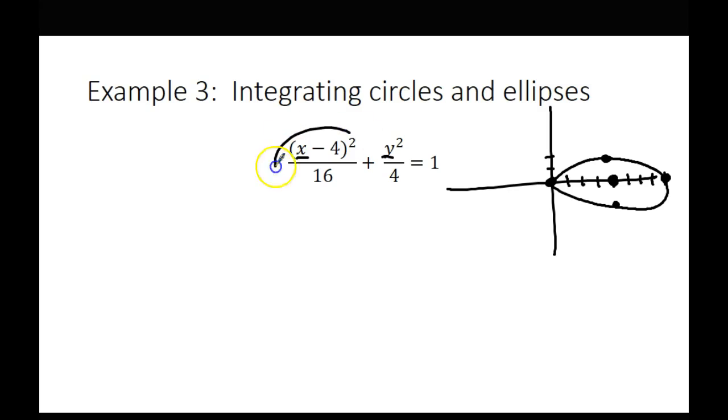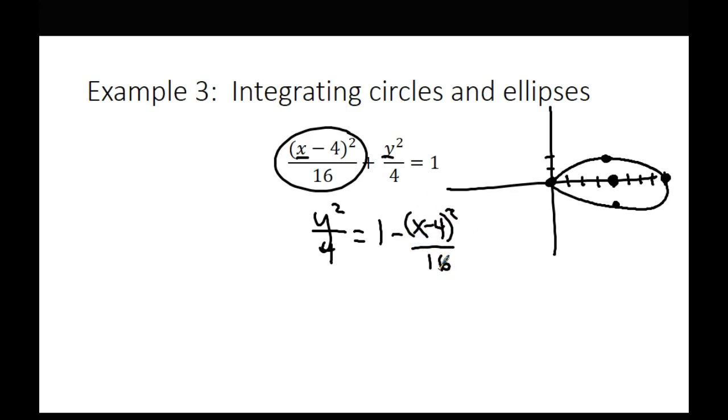So I would start by taking this whole chunk here and subtracting it to the other side. So I would get this. And then I would multiply everything by 4 to get rid of that denominator under the y there. So if I multiply this by 4, I get y squared. This by 4, I get 4. This by 4, I get, and then luckily these reduce nicely. 4 goes into 16 4 times, right? What's the last step I need to do?